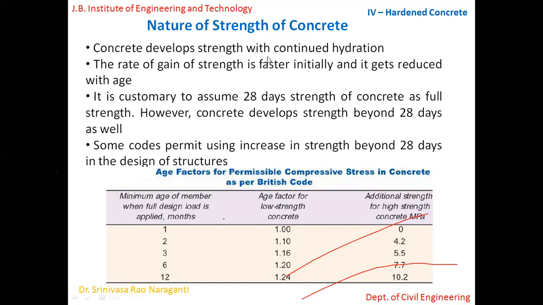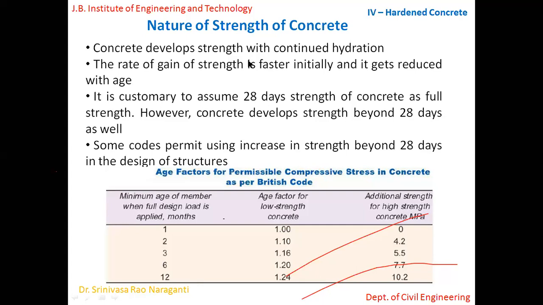It develops strength with continuous hydration. But the rate of hydration is very high initially. That's why the rate of gain of strength is faster initially and it gets reduced with age. If you prepare a concrete today, the heat of hydration is very high initially, thereby the rate of gain of strength is very high initially. Then you test, say after 10 days, the difference between the 10th day and 11th day, the rate of gain will be less as compared to the rate of gain we have seen for the first day and second day. And that's what the second statement says. The rate of gain of strength is reduced with the process of time, with age.